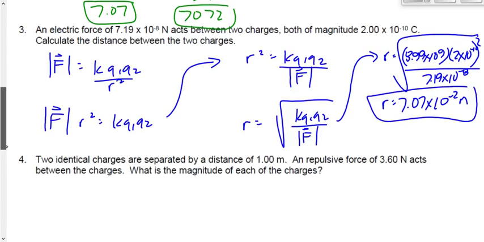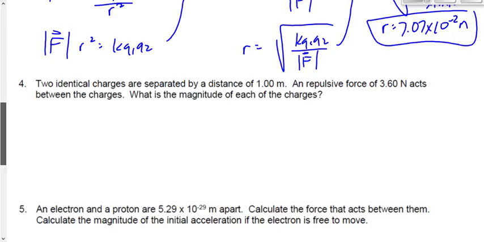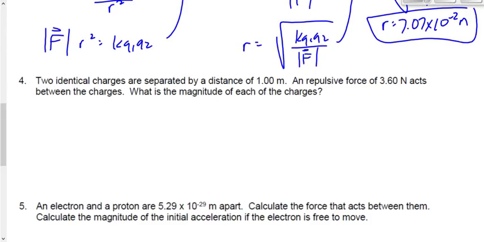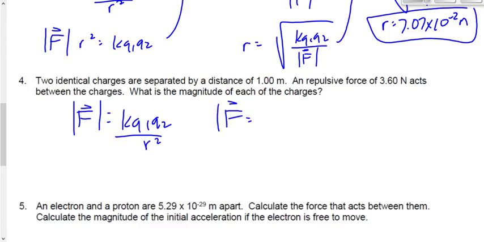4. Two identical charges are separated by a distance of 1 meter. A repulsive force of 3.60 newtons acts between the charges. What's the magnitude of each of these charges? They're both the same charges. So we know that they both have the same value, Q1 equals Q2. If I want to find the magnitude of those charges, let's plug it into my Coulomb's law equation, K times Q1 Q2 over R squared. But you know what? If they both have the same value, then let's just call them the same thing. K times Q Q over R squared. See what I've done there? Is that okay? Whatever Q is, it's the same, so we can call them the same thing.